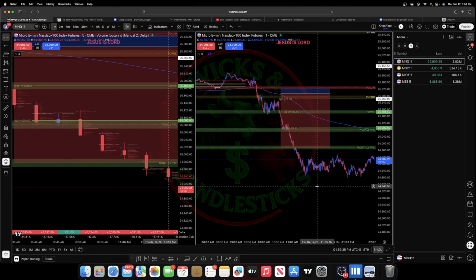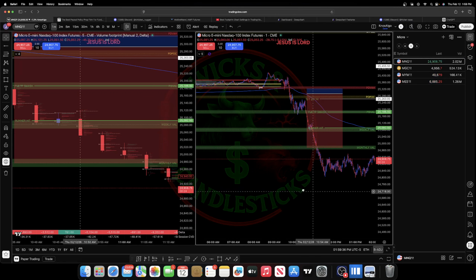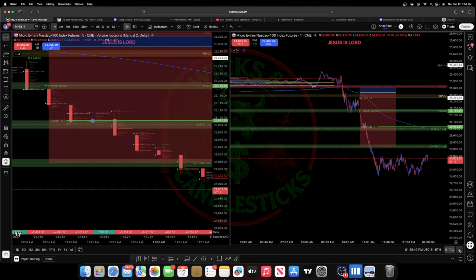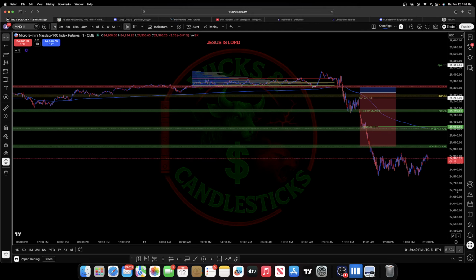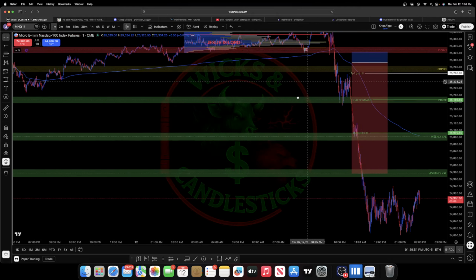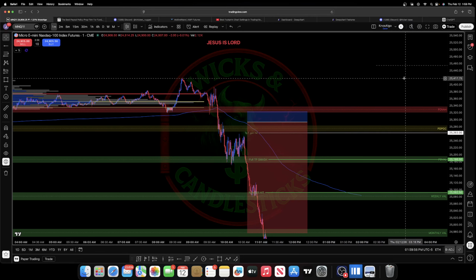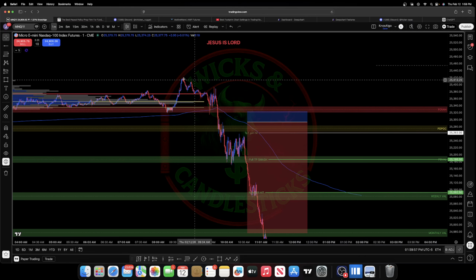Now, let's go over some things real quick. If you see right here, this is called a balance. Let me show you guys. This is auction market theory. This is how I trade. This is what you would call a value migration right here.